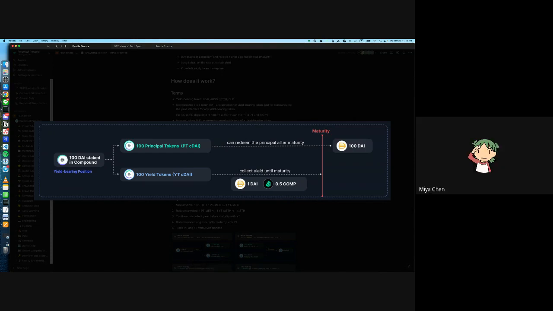Oh. Yeah, but I'm actually not sure if you can claim the reward after you transfer it. But the important thing is that you only get the yield when you hold the token. And also, it's the same thing for PT. Like if you transfer the PT to other people, they can claim the 100 DAI after 1 year. Oh, I got it.